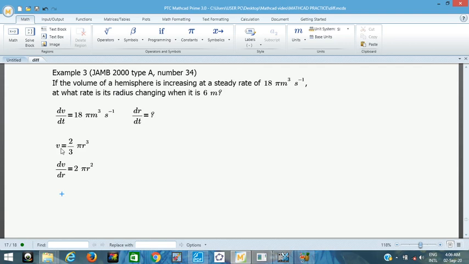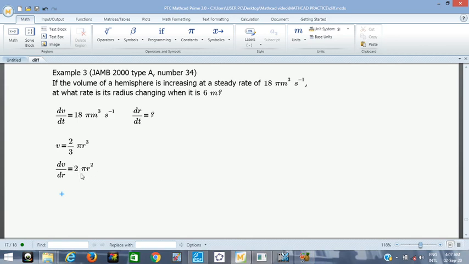So let's check again. When you differentiate the volume of the hemisphere, dV/dr is going to give us 3 times 2/3, which is 2, pi r to the power 3 minus 1, which is this. So we are correct. So now what next? The question says, at what rate is its radius changing when it's 6 meters? No more information is given, so let's go straight on.